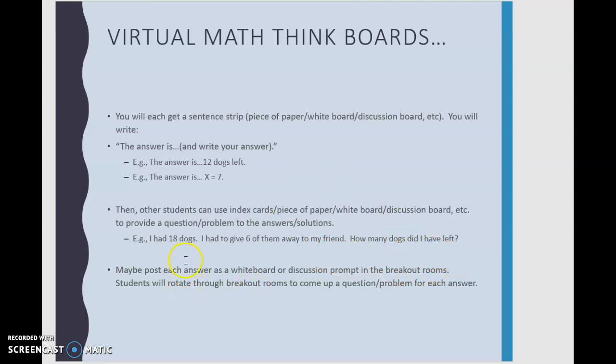If we ever go back to virtual learning, you could do something where you post each answer as a whiteboard or discussion prompt in the breakout rooms, and then they rotate through the breakout rooms.